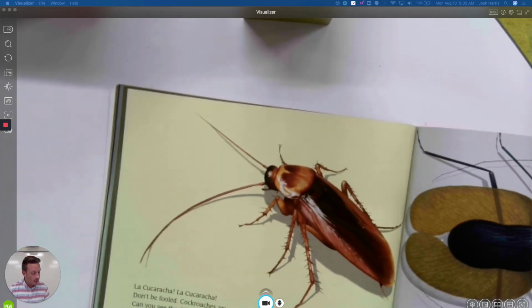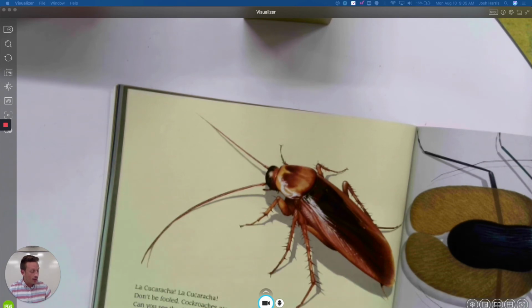La cucaracha, don't be fooled. Cockroaches are not beetles. Can you see the difference in the wings? The cockroach's wings overlap.